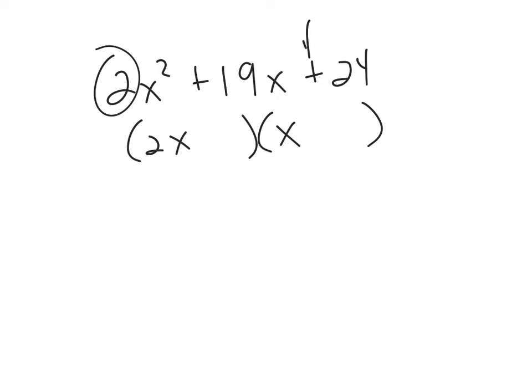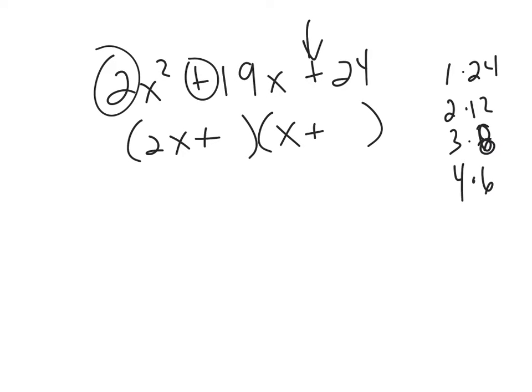And then since this one's positive, both my signs have to be positive. On the last one that was negative, so they were both negative. This time they're both going to be positive. Now I have to find factors of 24 that are going to help me get to 19 somehow.